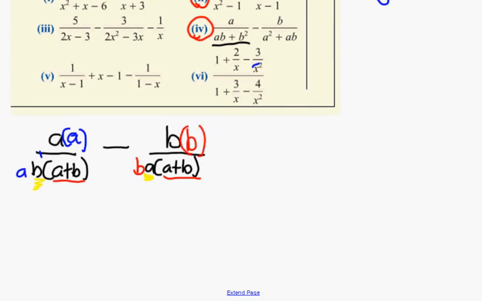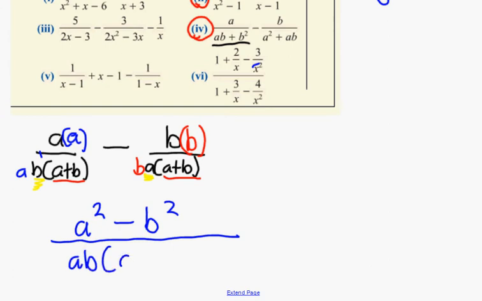Now look what happens next. On top we're going to end up with A squared minus B squared. And underneath, AB bracket A plus B. It could also be BA, A plus B. That means the same thing. 2 multiplied by 3, same thing as 3 multiplied by 2. Now, can anybody tell me, is there anything that's not fully factorized there? Is the numerator fully factorized? The top. So what can we do with that? Difference of 2 squares.